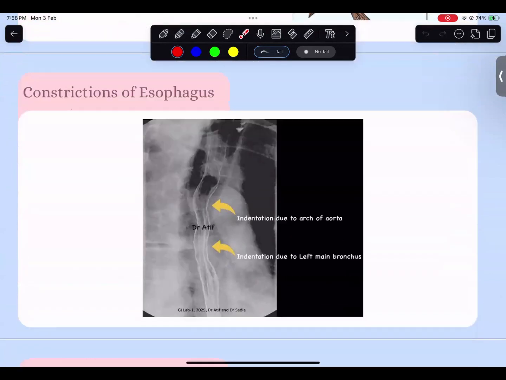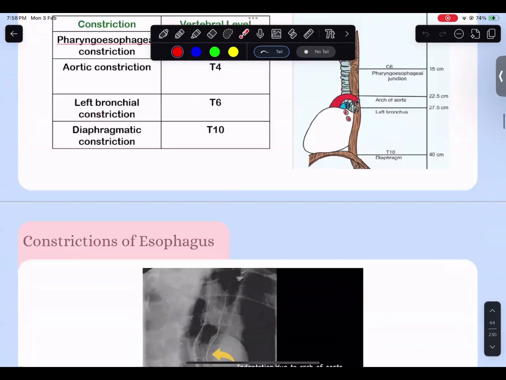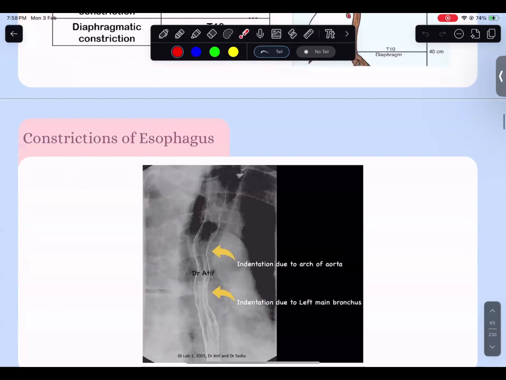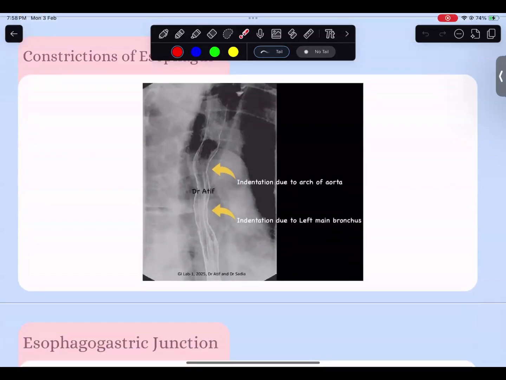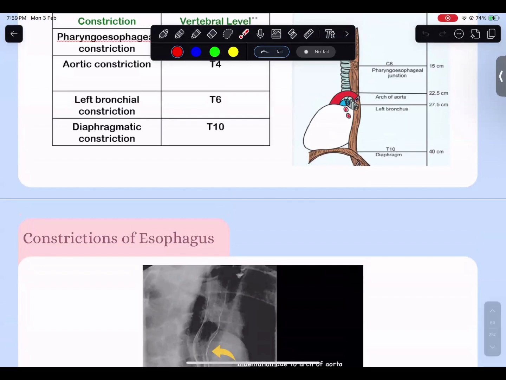For the constrictions of the esophagus, these are Dr. Atif's slide pictures. Basically, this is indentation due to the arch of aorta. So if there's esophageal constriction at the arch of aorta, this is what it's going to look like, and the constriction level is going to be T4. Okay, and then if it's indentation due to the left main bronchus, the left bronchial constriction is going to be at level T6. So arch of aorta is T4, and then T6 is left bronchial constriction. Okay, T10 is basically going to be the diaphragmatic constriction.